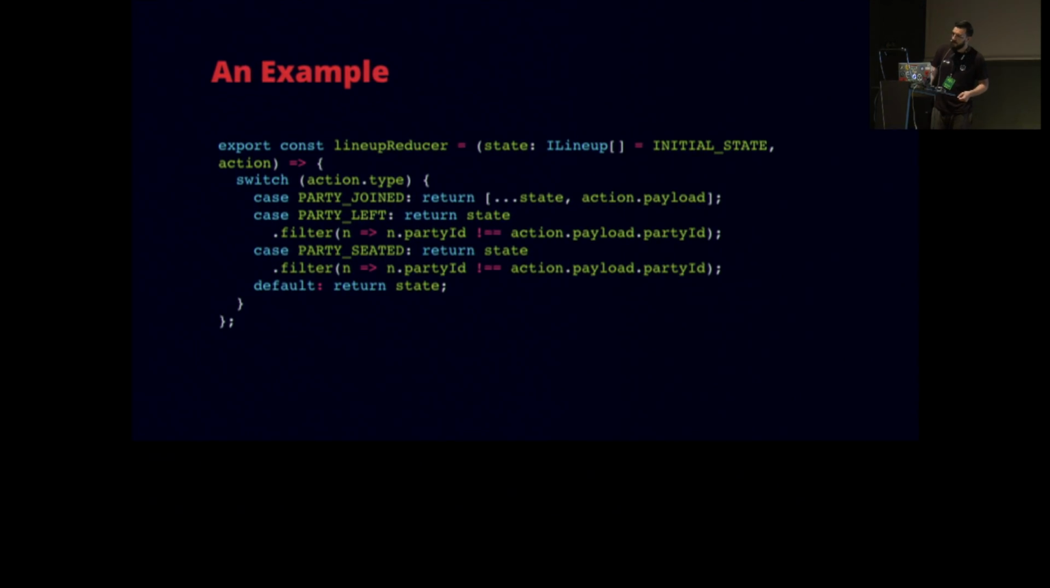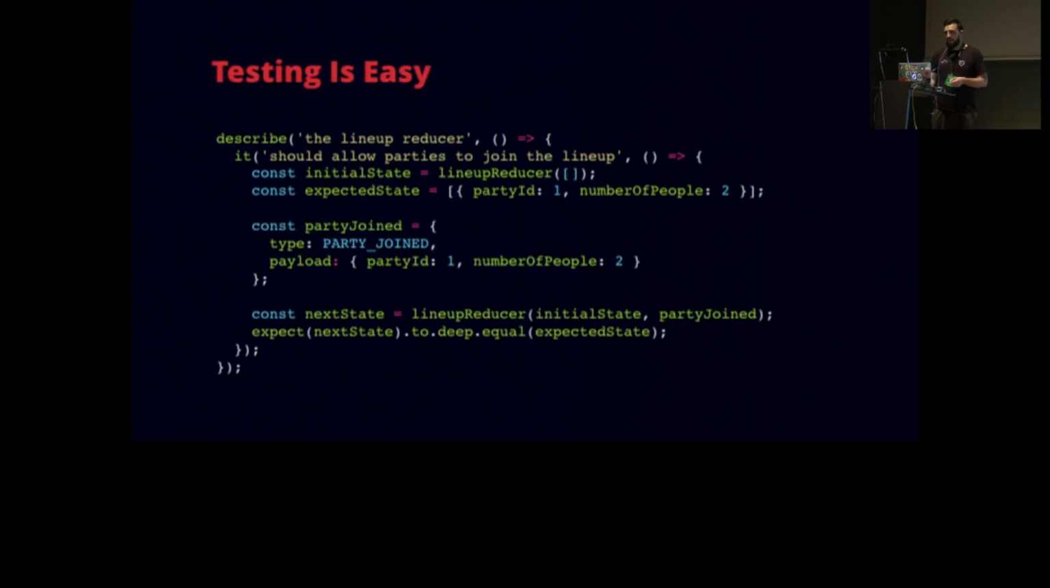So for example, this is a lineup reducer for a sample app that hopefully I'll have time to show. And this is just kind of managing people joining or leaving a lineup. And as you can see here, basically you pass in a state, you also pass in an action, and then there's a switch statement to see which actions we're doing. And one of the key things here is that we're trying to not mutate the current state, but always return a new copy if we're modifying it.